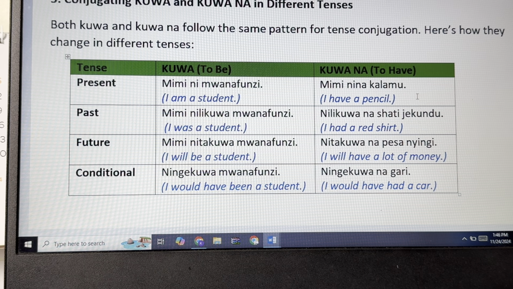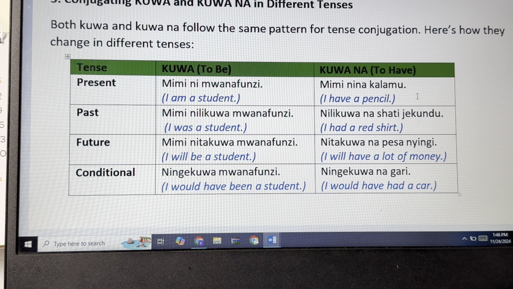Past, mimi nilikuwa mwanafunzi. Now there you see the verb kuwa appearing. Mimi nilikuwa mwanafunzi, I was a student. Future, mimi nitakuwa mwanafunzi, I will be a student. Conditional, ningekuwa mwanafunzi, I would have been a student.